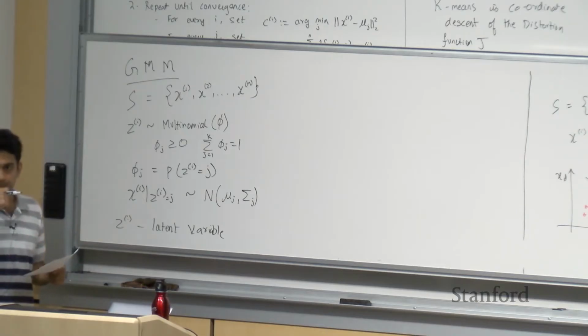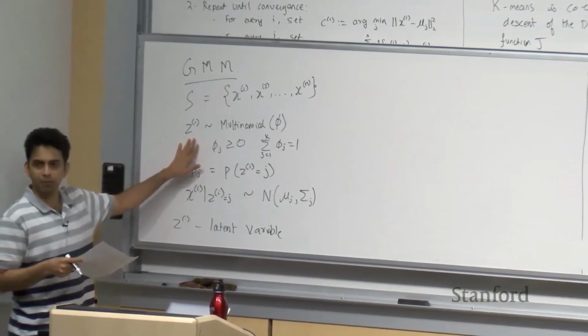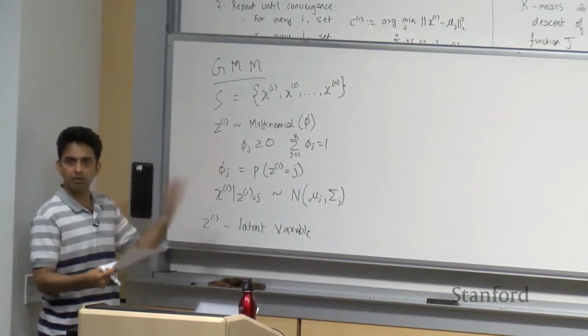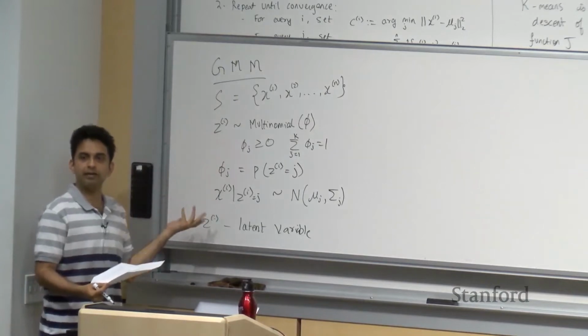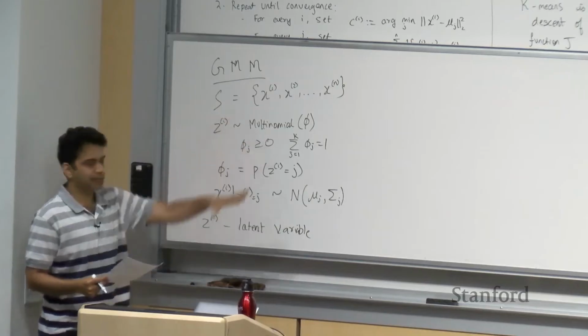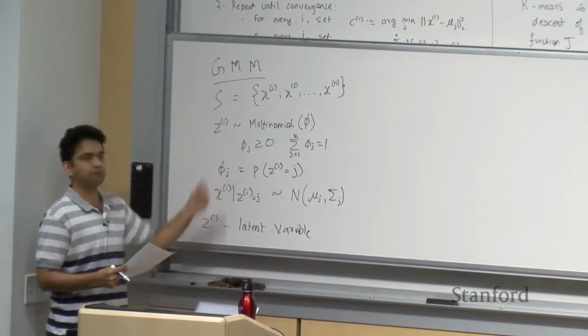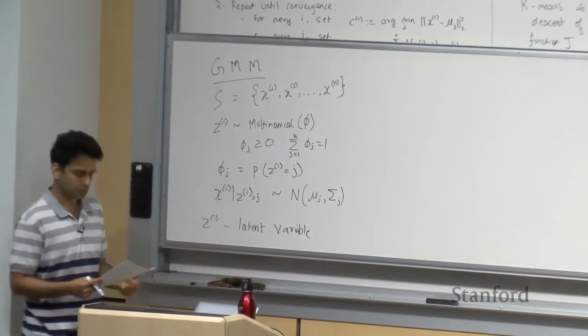Yes, question? So is the phi the class probability? So phi over here, you can think of it as the class prior that we had in GDA. This just tells us, of all the examples x that we have, what fraction of them belong to cluster j. Good question.